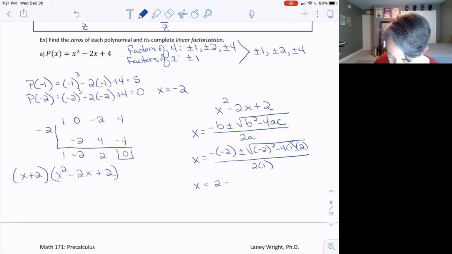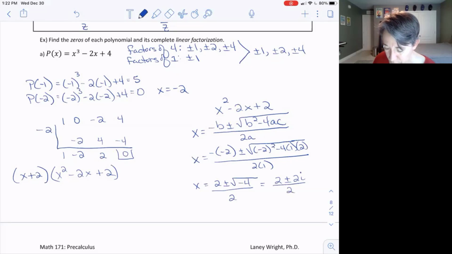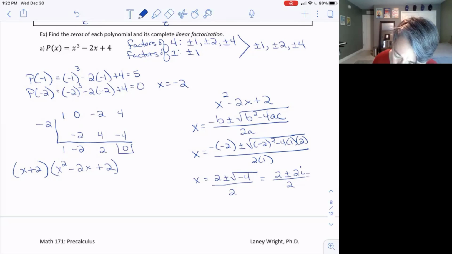That gives us a positive 2 plus or minus the square root of what looks like a negative 4 over 2. And remember our complex numbers, that square root of negative 4 is going to simplify to 2i divided by 2. And if we simplify that, I'm going to squeeze this in, we get 1 plus or minus i. Both the 2's have to be divided by 2 or nobody does. So now we need to do our linear factorization. Well, we already have the x plus 2, okay? So x minus a negative 2 is x plus 2.